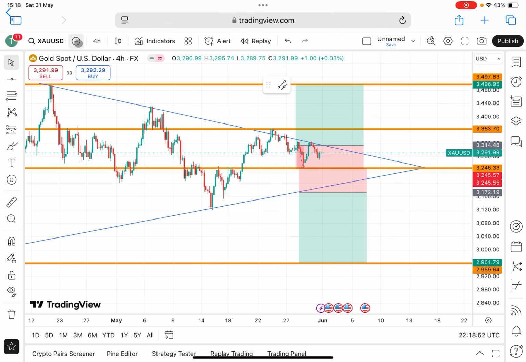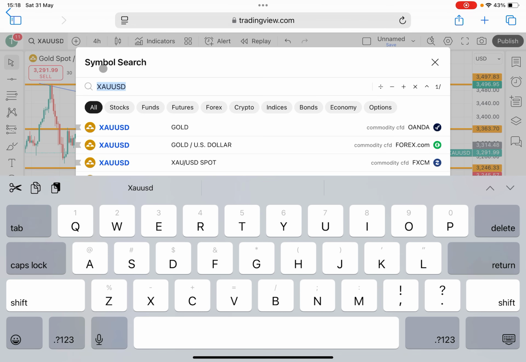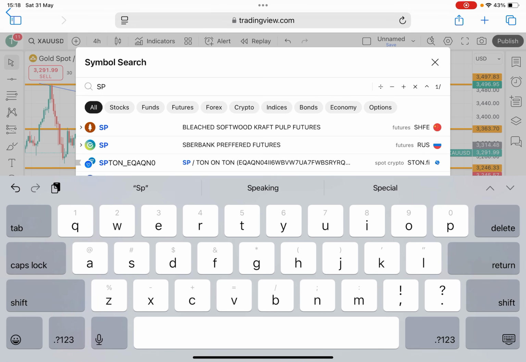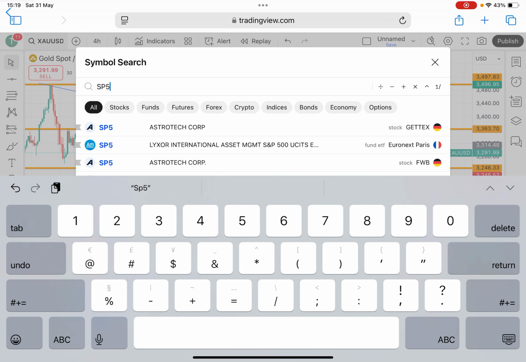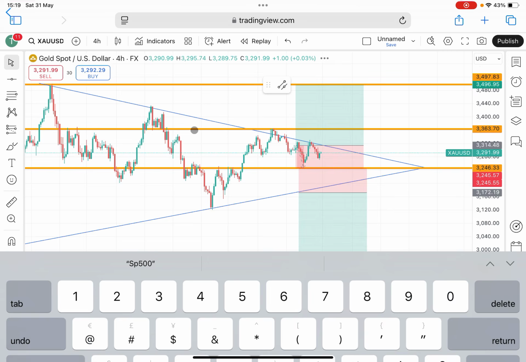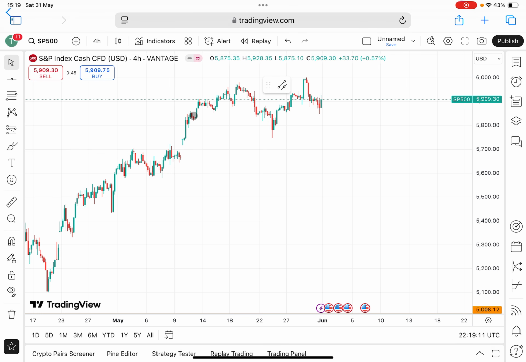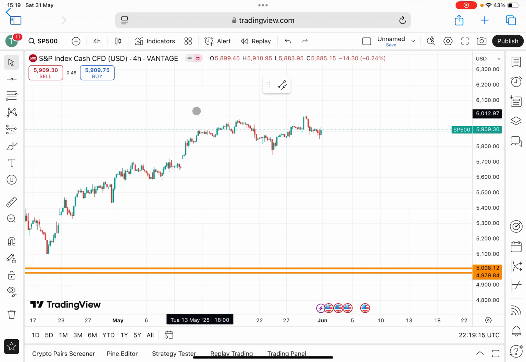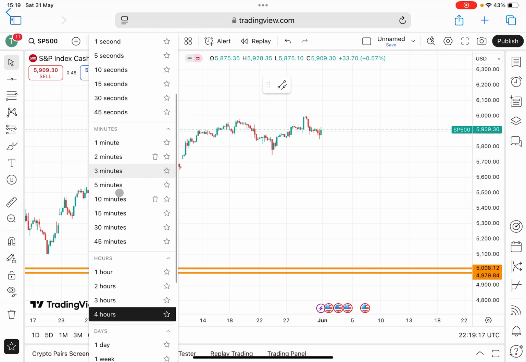So let's see the stock market. Let me quickly go over the stock markets. SP500, for those who trade indices. Hopefully I'm on the right one. Okay, I think I'm on the right one. So let's go to the monthly.